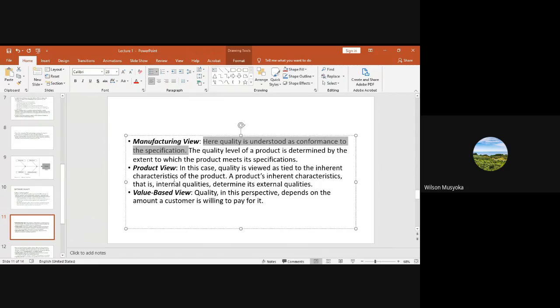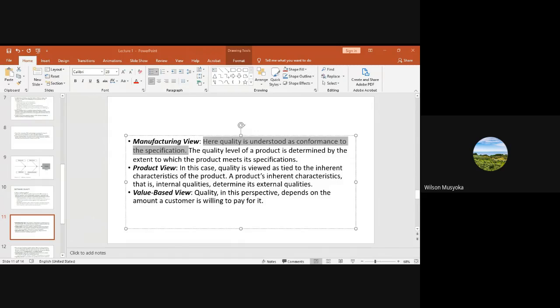Then we also have the product view, and the product view in terms of software quality is whereby this quality is tied or connected to the underlying characteristics of the product. That is like the internal design. When we are looking at these mobile phones, which are being manufactured every day, these smartphones, you can hear about the speed of the mobile device. You can hear about maybe the storage, the camera.